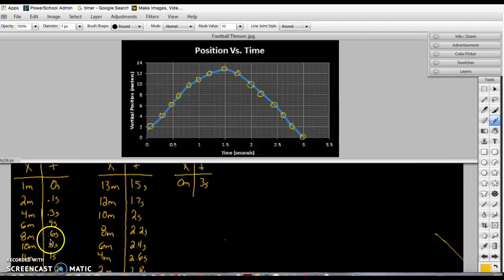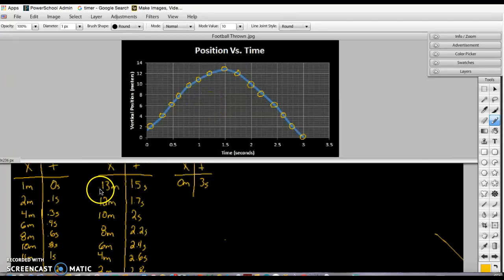At 8 meters, it is at 0.6 seconds. At 10 meters, it is at 0.8 seconds. At 11 meters, it is at 1 second. At 12 meters, it is at 1.2 seconds. So at 12 meters, the ball is right here. And now this is the climax moment, when the ball starts to turn back down.